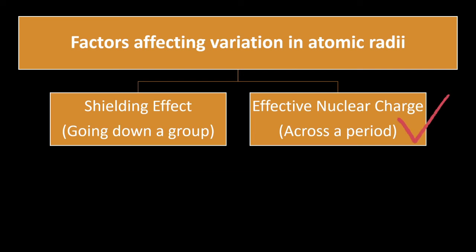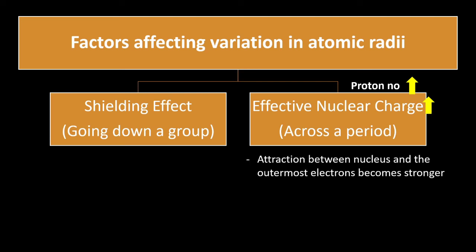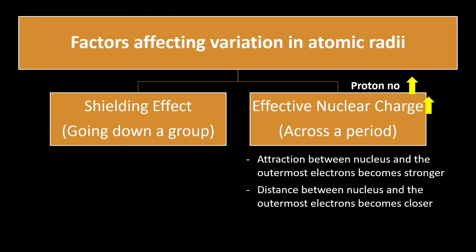So, effective nuclear charge is the dominating factor in affecting the variations in atomic radii of elements across a period. Across a period, the number of protons of elements increases, and this will cause the effective nuclear charge of elements to increase. As the effective nuclear charge of elements increases, it means that now the attractions of the nucleus on the outermost shell's electrons become stronger. As the attraction becomes stronger, the distance between the nucleus and the outermost shell's electrons will become closer, and this will then cause the atomic radii to decrease across the period.